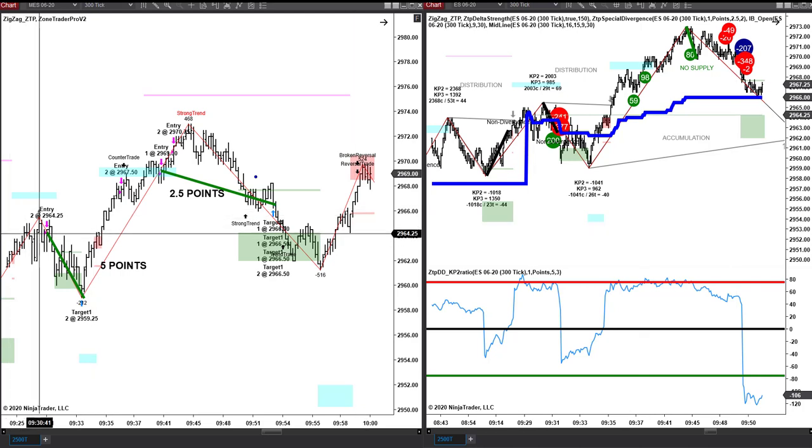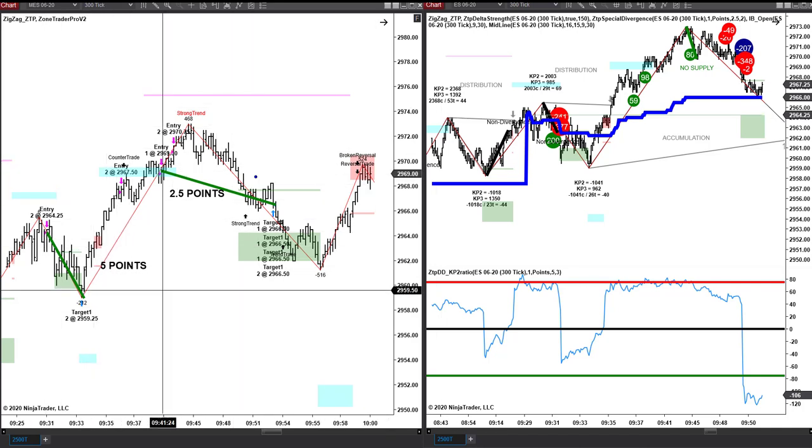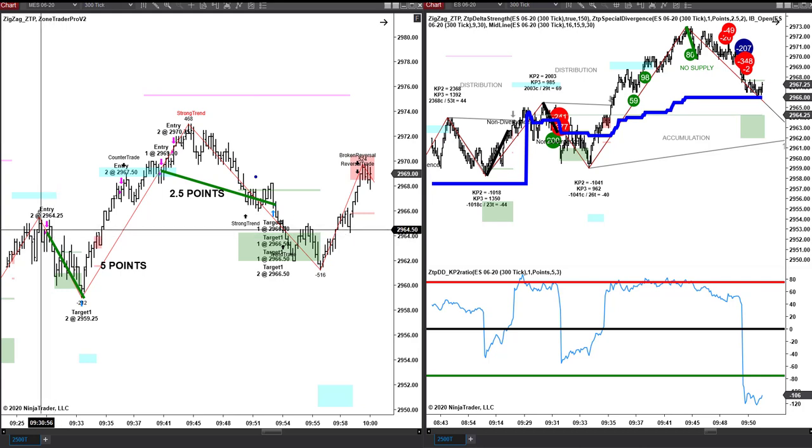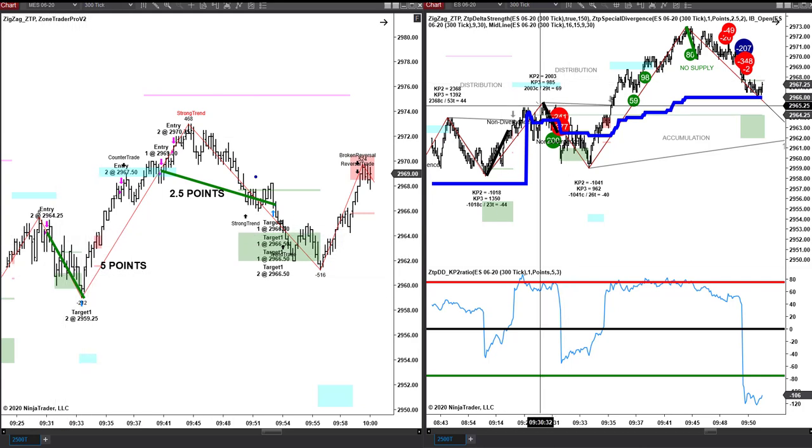Again, similar to yesterday, I took a trade right after the open, and the chart on the left is the micro ES chart, so you can see the entries and the exits, and the chart on the right here is the full contract where I was basing my decisions on.